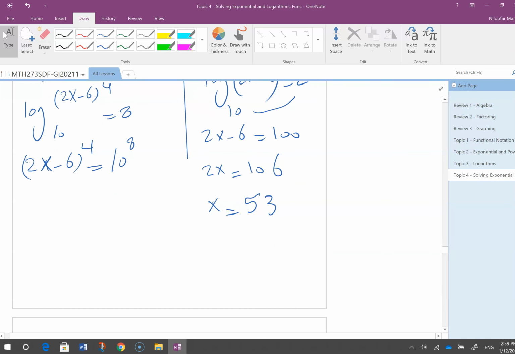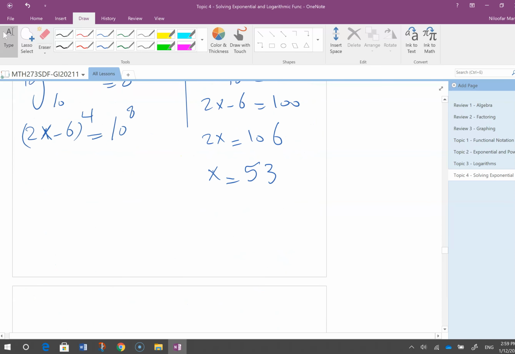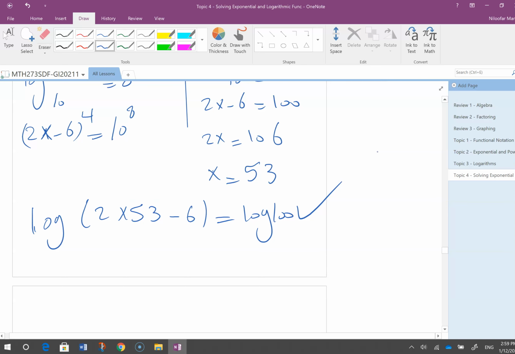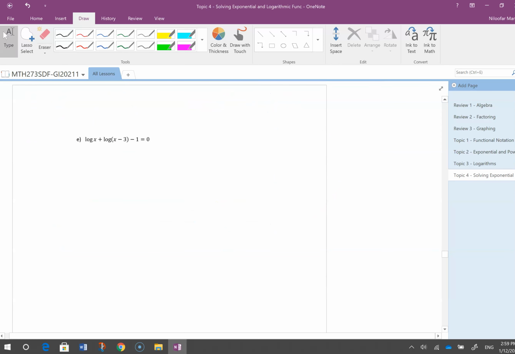So then I have to see if the answer is valid. Okay, so logarithm of 2 times 53 is 106 minus 6. Okay, that's logarithm of 100, which is valid. Logarithm of 100 is 2, so that's valid. That's defined. Okay, that's valid. Okay, so how about this one? Okay, how about this one here?